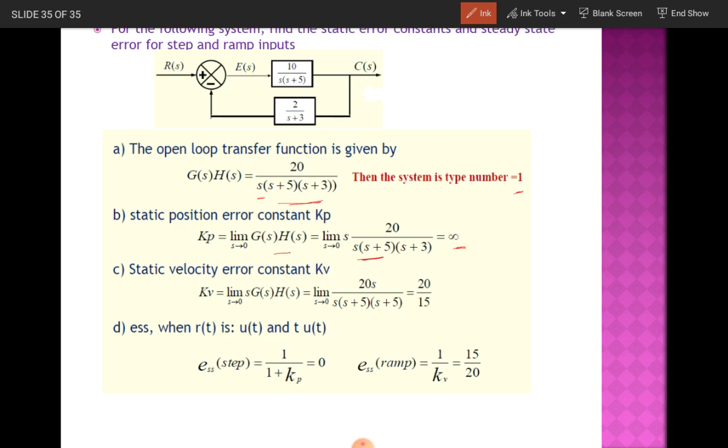Then the static velocity error constant Kv equal to limit s tends to 0 of s into G of s H of s. So this is G of s H of s multiplying with the s. We'll get the s terms cancel. So we'll get 20 divided by s plus 5 into s plus 3. We'll get numerator 20 divided by, replacing s with 0, we'll get 15.